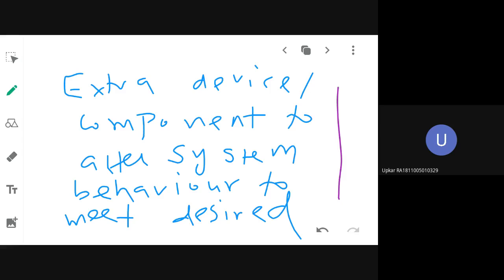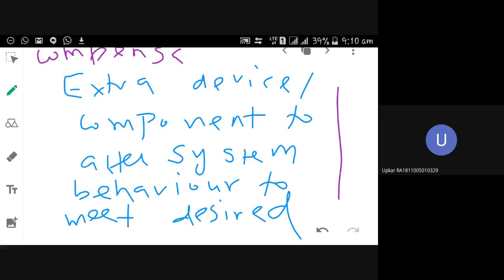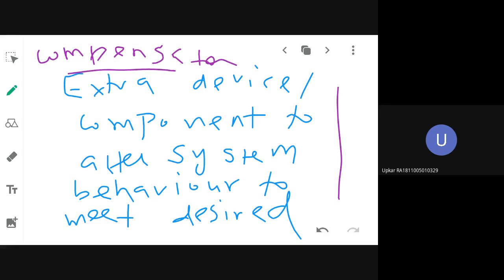If you want to properly define a compensator, it is nothing but an extra element or device or component that is included in the original system to alter its behavior to meet the desired specifications. This is the actual definition that designers give for a compensator. So there will be an original system, and to that original system you add an extra element or device or component that is called a compensator.